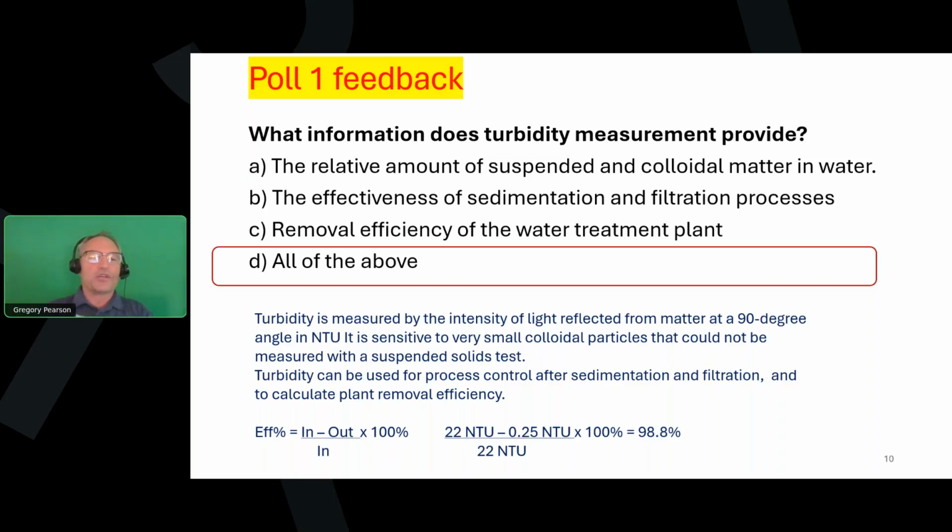And I've included an equation here on the left. At the bottom, you take the influent turbidity minus the effluent turbidity divided by the influent and convert it to a percent. And I gave you an example in the middle of the screen here. Let's say we had turbidity in our raw water of 22 NTU, and we treated it, and we got it down to 0.25 NTU. 22 minus 0.25 divided by 22 would give us our removal efficiency. We convert it to a percent by multiplying by 100, and we see that our removal efficiency was 98.8%.